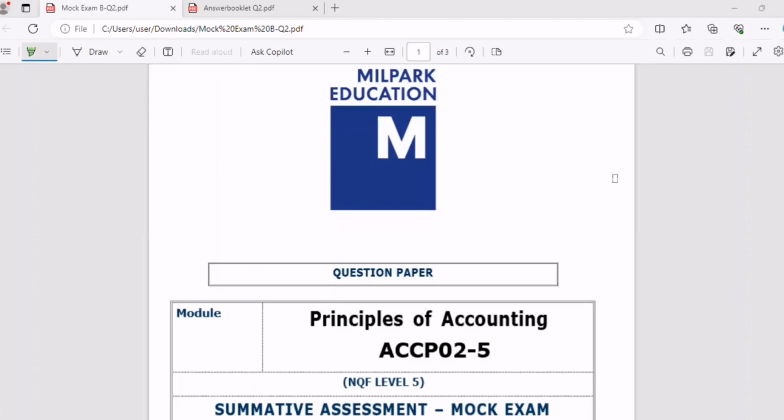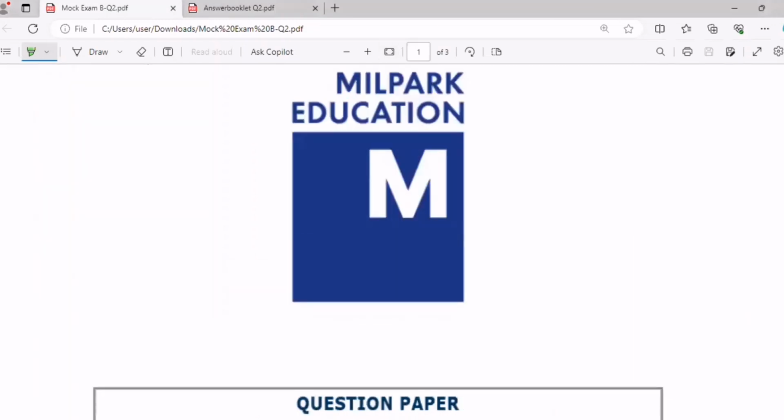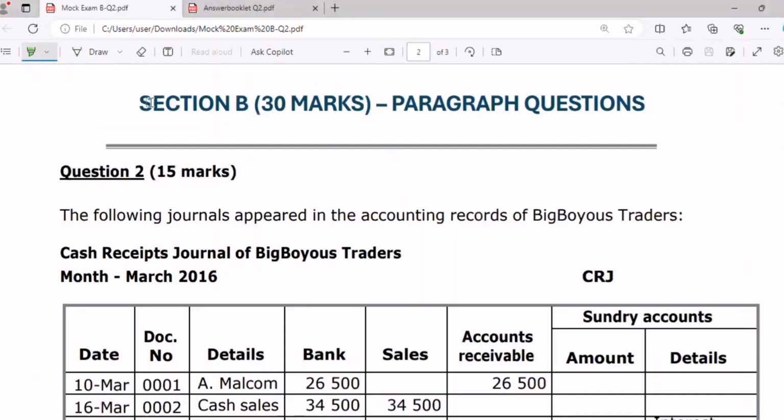In this video, I will be answering the mock exam from Milpark Education. I will be focusing on section B. As you can see here, we have section B, and I will do question 2 of section B, which is out of 15 marks.